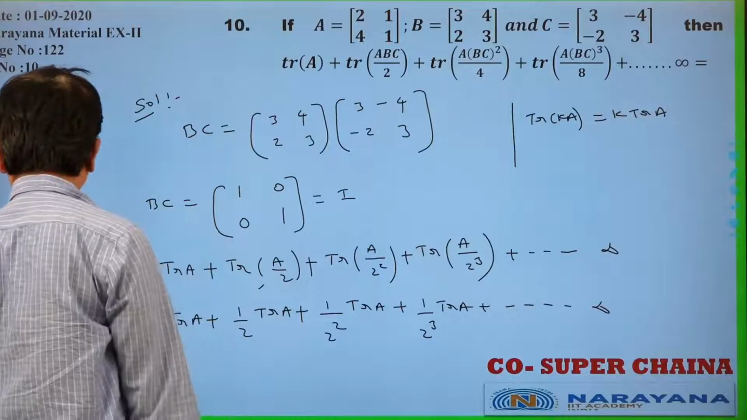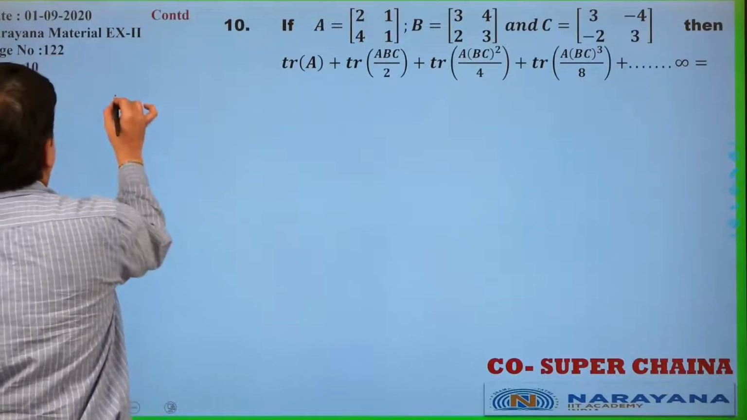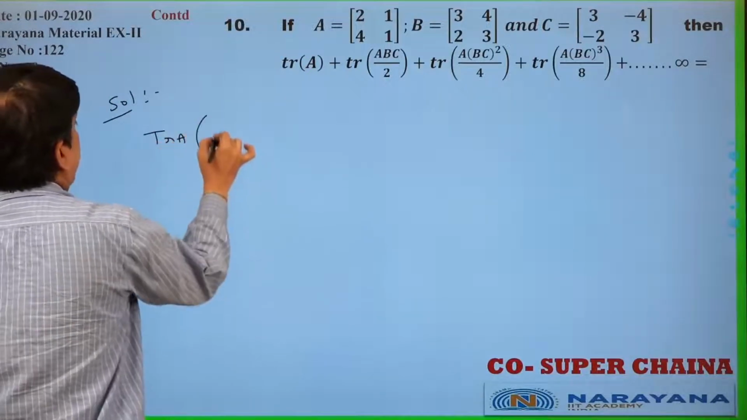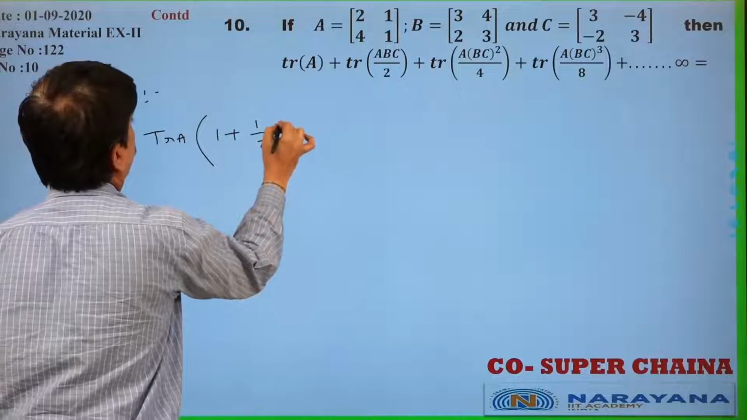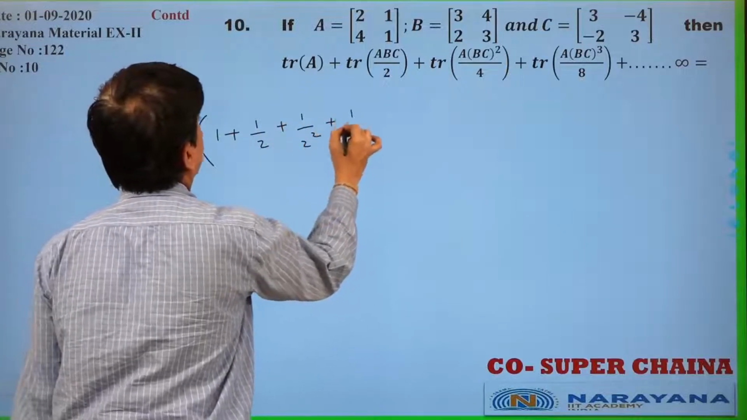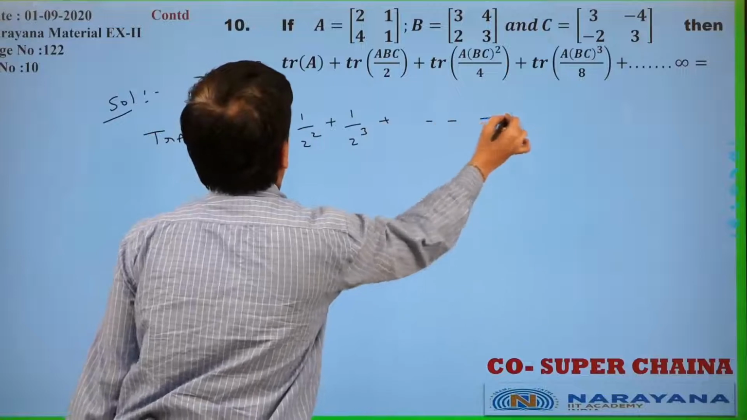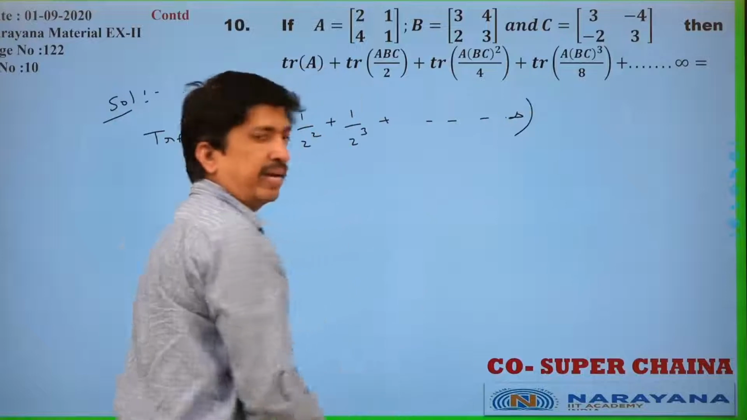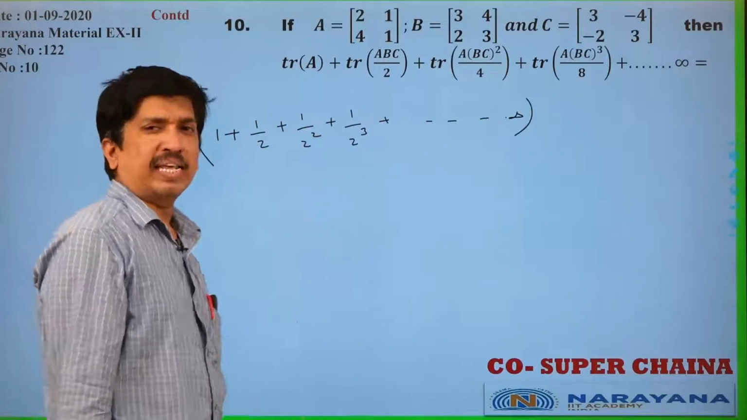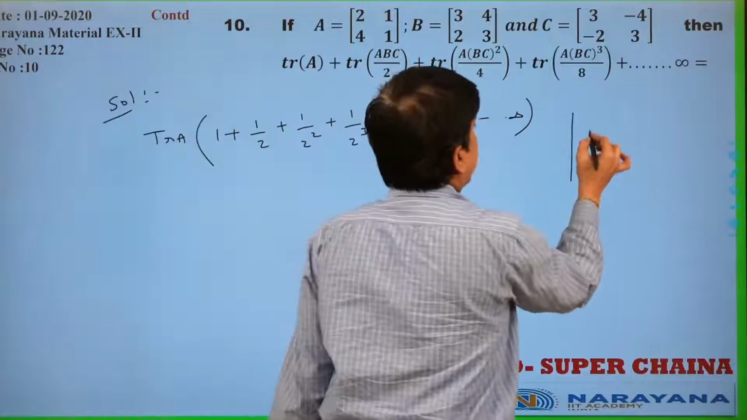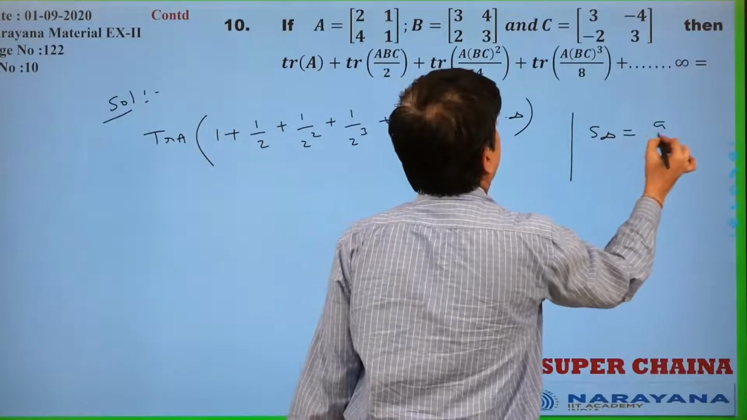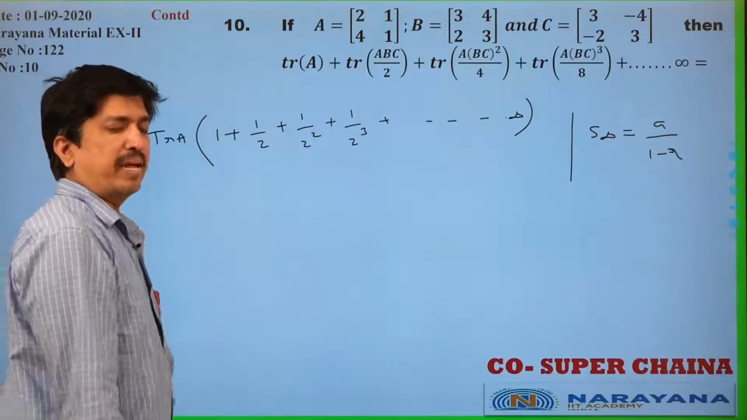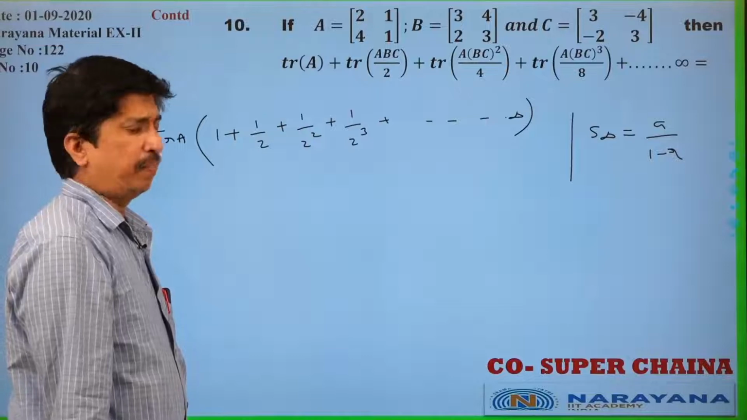Then what you will get once you observe that one? I will pick up trace A as common. Then what you will get? 1 plus 1 by 2 plus 1 by 2 square plus 1 by 2 cube, so on up to infinity we are getting. This is a geometric progression. The S infinity formula is nothing but a by 1 minus r. S infinity is equal to a by 1 minus r, where r is the common ratio in GP.